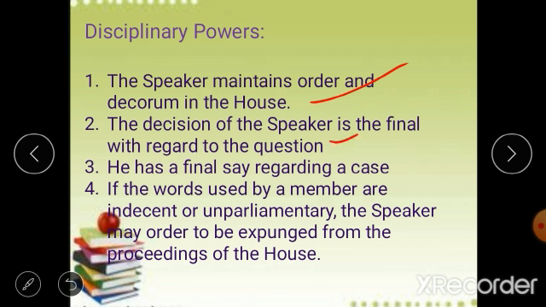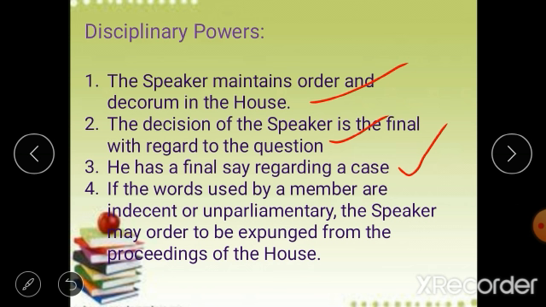The next one is he has a final say regarding a case. He has the final say with regard to the case that is being discussed in the house, a matter related to a breach of privilege or contempt of the house.